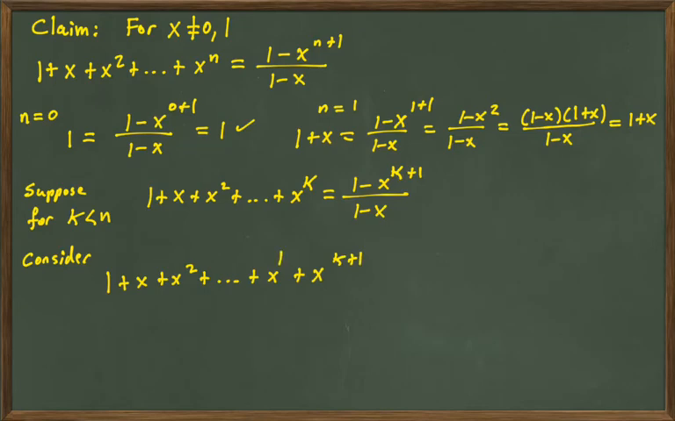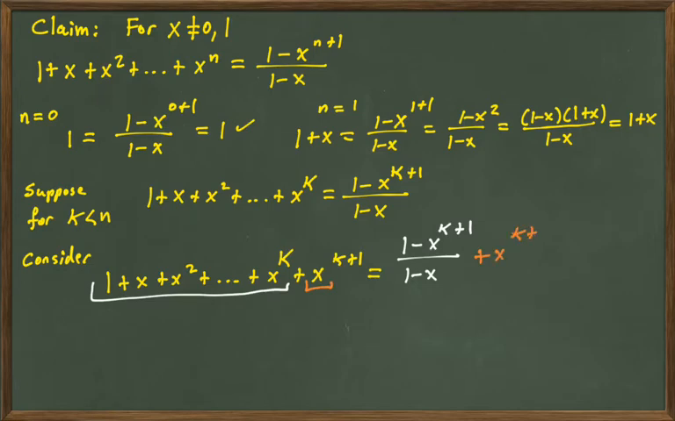The first k terms, or actually it's going to be k plus 1 terms, because 1 plus x squared all the way out to x to the k, that's going to be k plus 1 terms. Anyways, that is our induction hypothesis. We're going to assume that that is 1 minus x to the k plus 1 all over 1 minus x, and then we're going to add to it the x to the k plus 1.